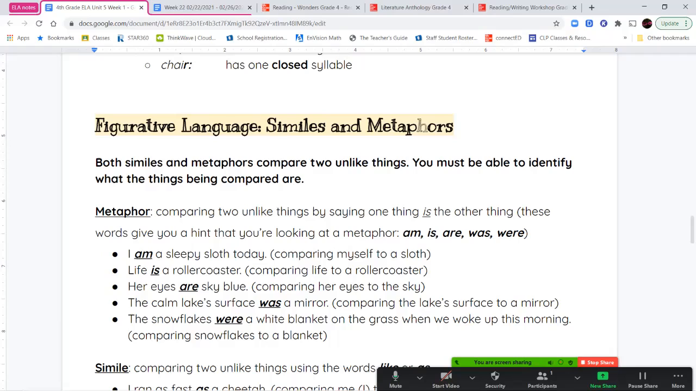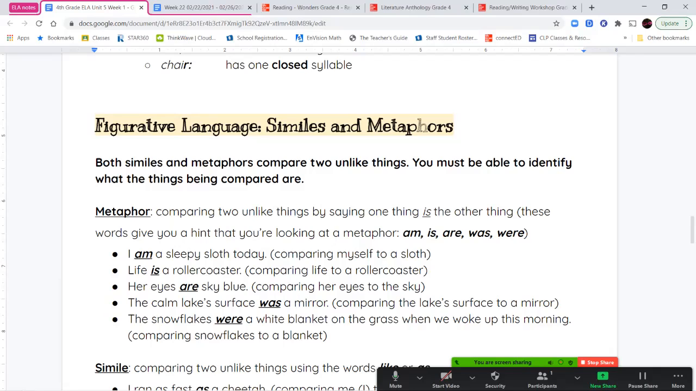So the clue words that you're looking for are variations of the word is. So is, am, are, was, were. Those are all clues that are telling you one thing is another thing, or I am something, or we are something, or he was something, or they were something. So I'm going to give you examples of each one, and in parentheses, I'm explaining for you the two things that are being compared. This is something that's very important that you need to be able to do for metaphors and for similes.